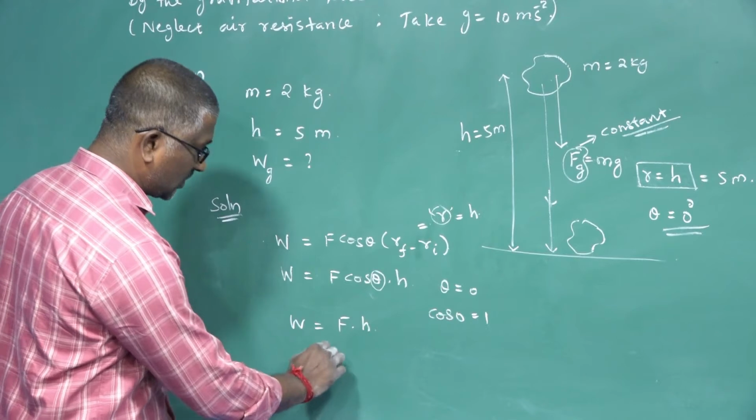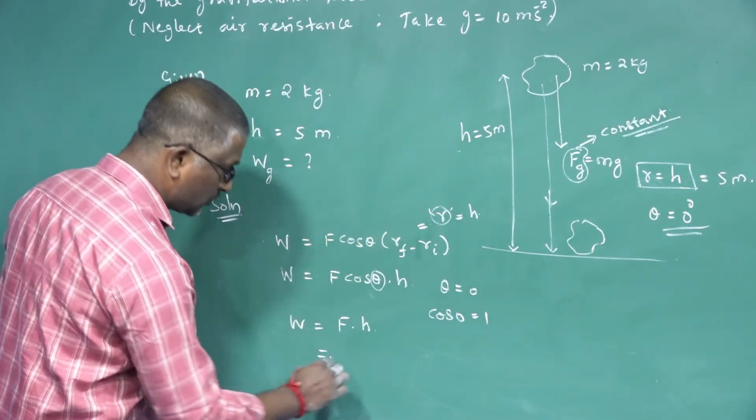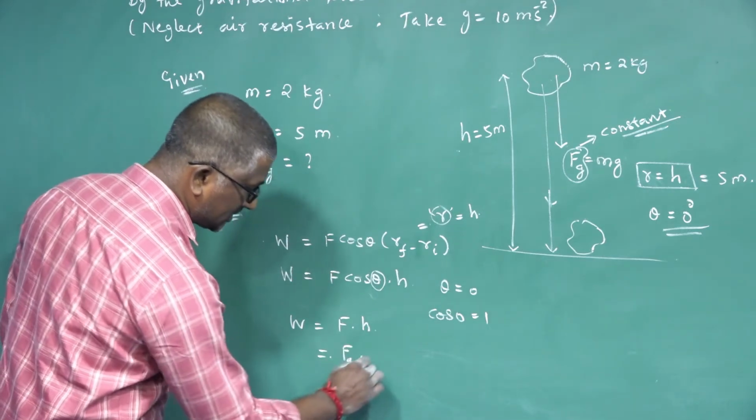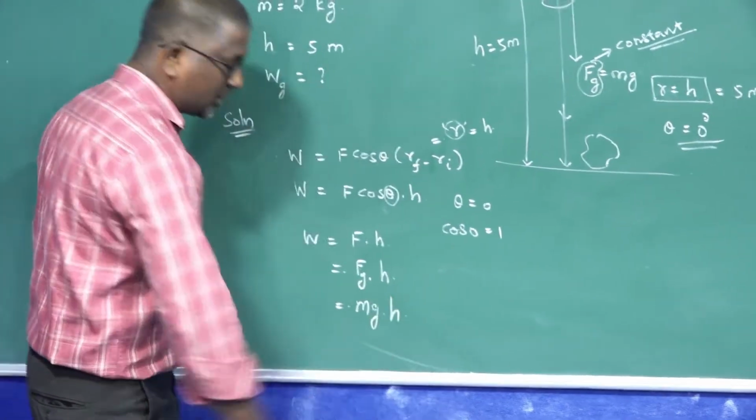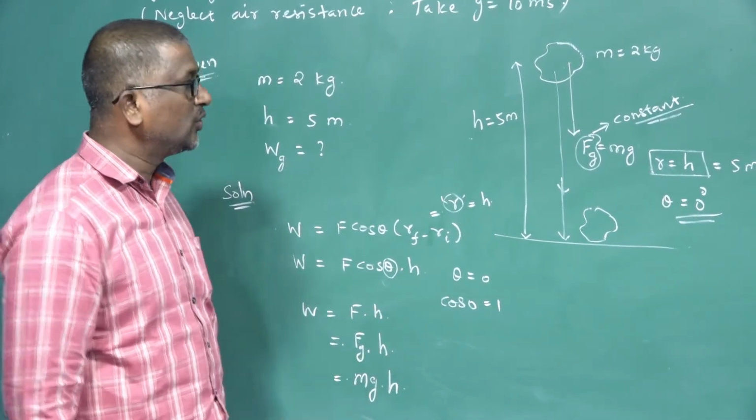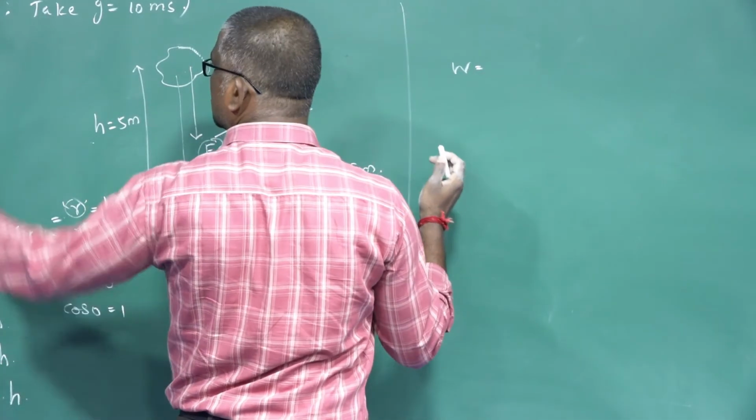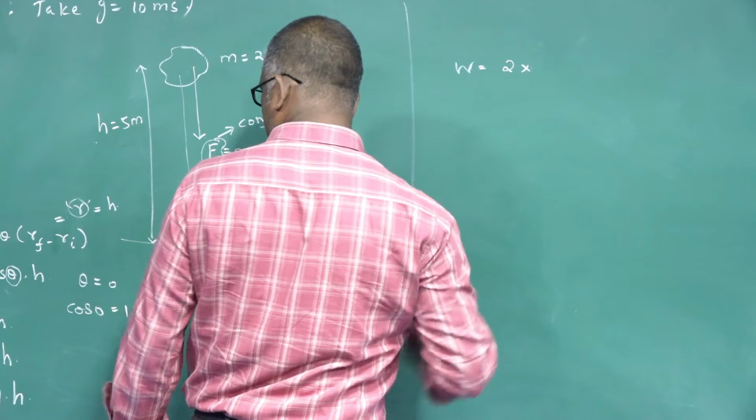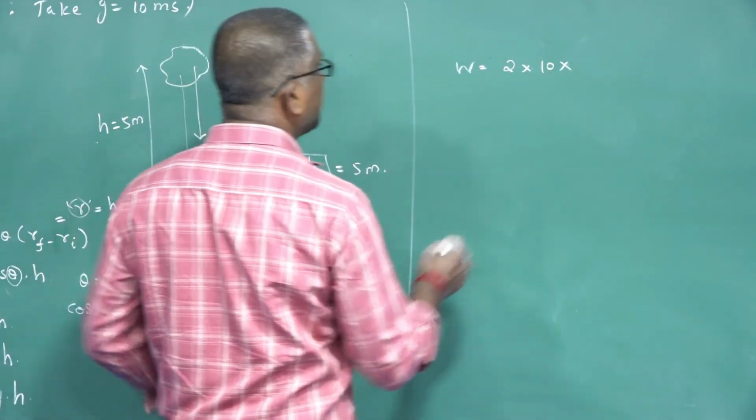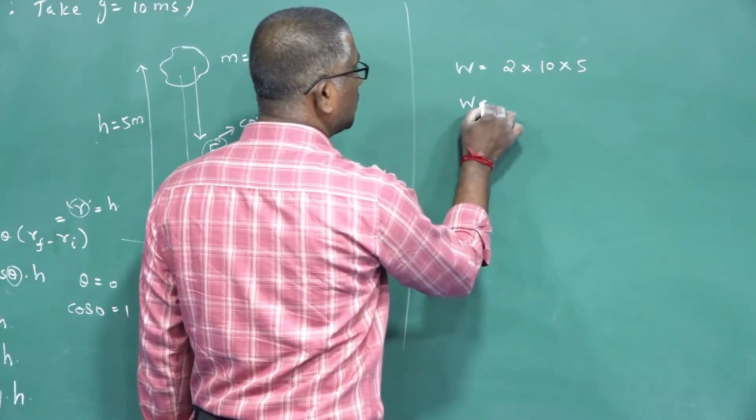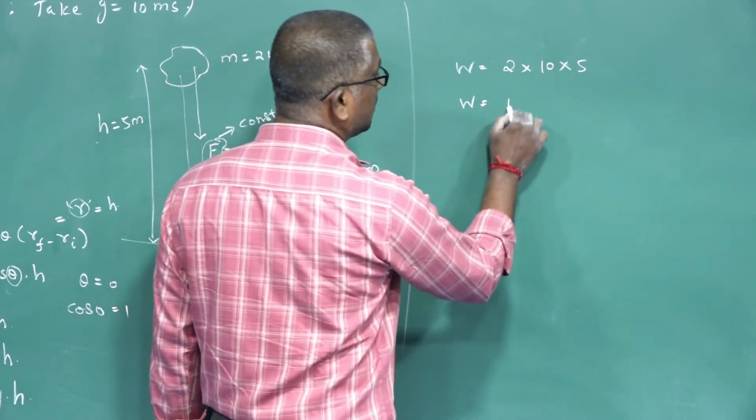And here the nature of the force acting on the object is gravitational force. So gravitational force F_g into h. Gravitational force is given by mg. So mg into h. W is equal to mg h. Therefore W is equal to the m value, that is 2 kg. Next, the g value is given, that is 10. And the h value is 5 meters. So W is equal to 2 into 10, 20, 20 into 5, 100.